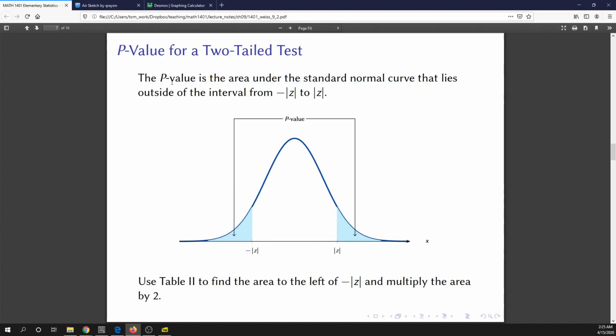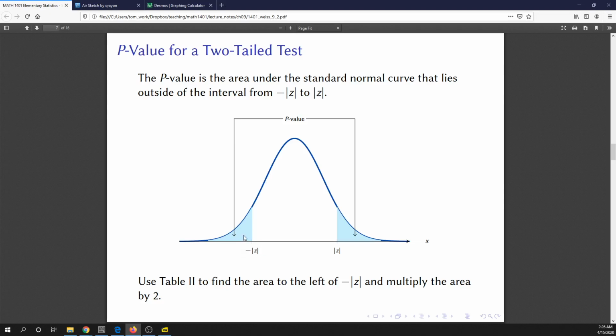All right, so all the p-value is, in the case of a two-tailed test, is the area over here to the left of the negative version of the z-score, and over here to the right of the positive version of the z-score. Okay. All right, and then all we would do to calculate the p-value is use table 2 to find this area over here on the left side, the negative z-score.